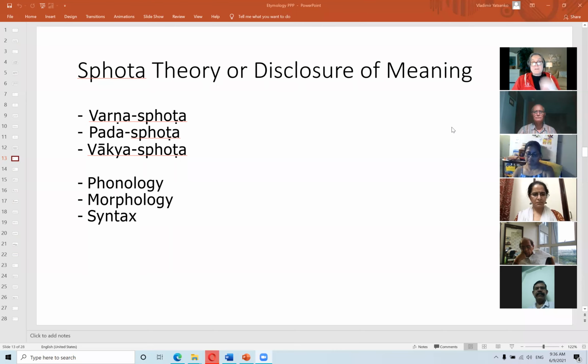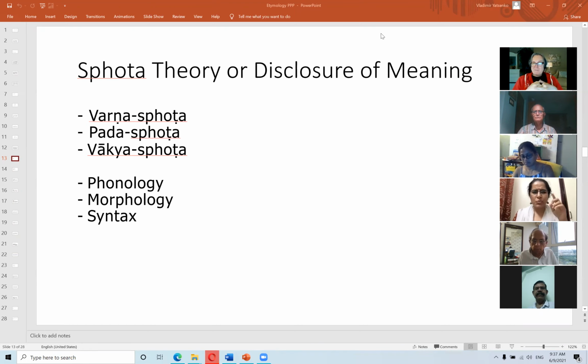Okay, that is Varna Sphota, Pada Sphota. Pada Sphota, I will give more definitions now in a minute. And Vakya Sphota. According to Bhartrihari, there is not even Pada Sphota. There is only Vakya Sphota. So the text itself tells us something and not the word. If I say vriksha, it doesn't say much.